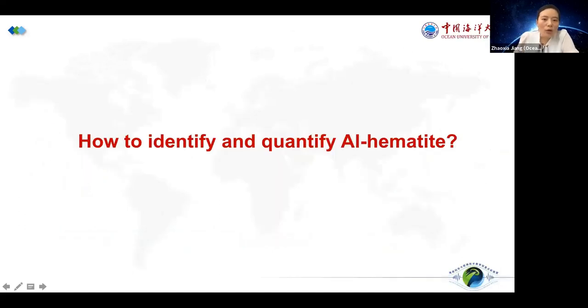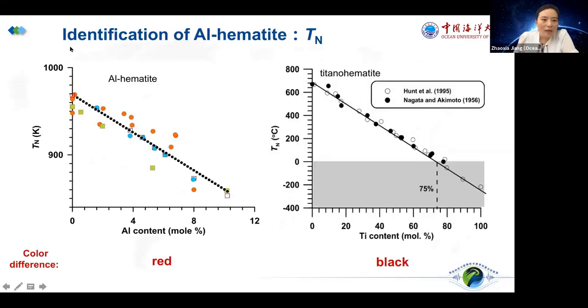Then if aluminum is incorporated into hematite so commonly, how do we identify aluminum hematite? I think for aluminum hematite identification, the first parameter is the Néel temperature. For example, the Néel temperature of aluminum hematite can decrease gradually with aluminum content. Someone may note that for titanium hematite, the Néel temperature will also decrease gradually with titanium content, but they have different colors. Aluminum hematite is red, but titanium hematite is black. So this is a very good proxy for the identification of aluminum hematite.